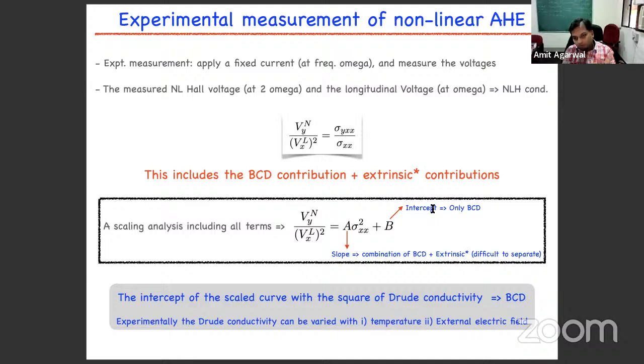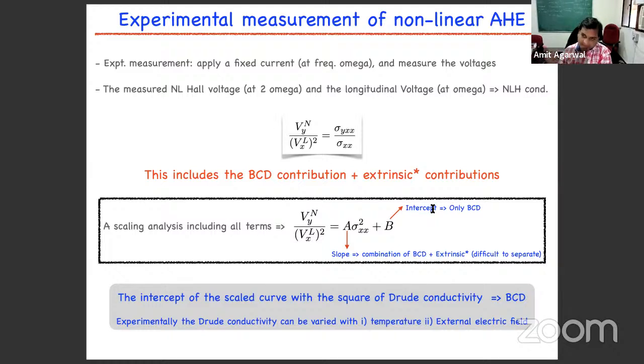Okay, so now we want to plot this ratio, the nonlinear Hall signal V divided by the Drude longitudinal conductivity dependent voltage mod square, etc., as a function of conductivity, right? So how do you vary conductivity in an experiment?